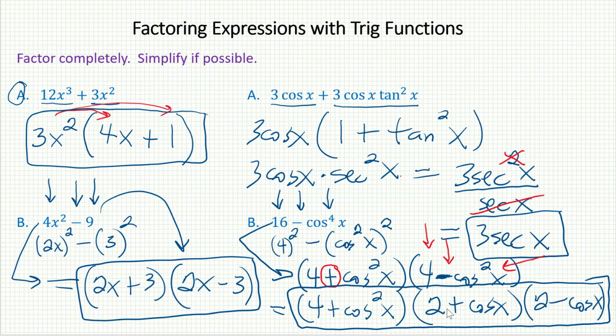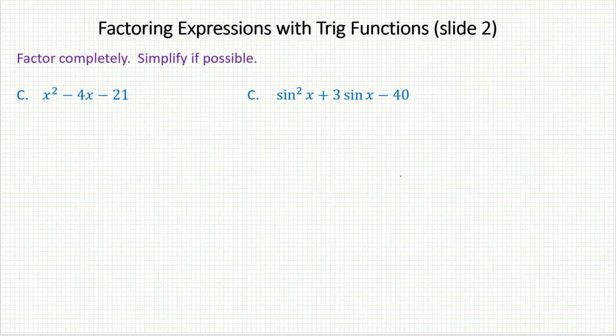I don't have any simplifications here. The cosine squared x kind of reminds me of the Pythagorean identity, but all I'd be able to do is switch it over to a sine squared x, and I don't see how that would be any simpler. So this is it. That's the final answer. And then let's look at one more.